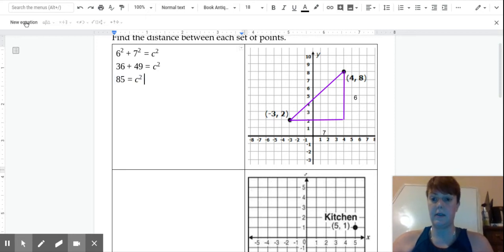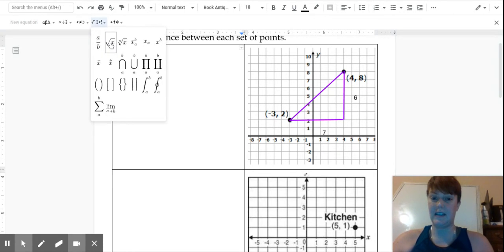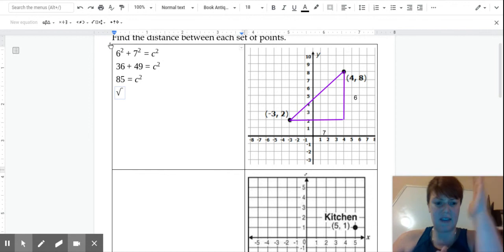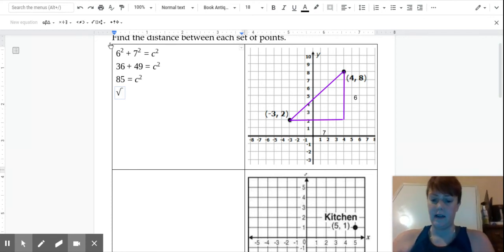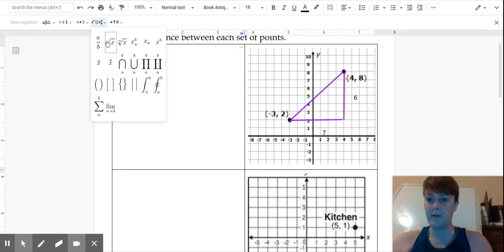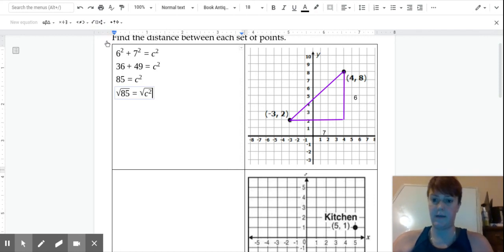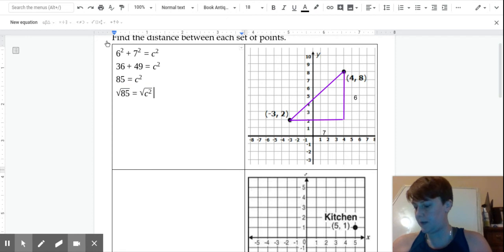36 and 49, that's 85, and so that's c squared. And then, of course, we want to take the square root of both sides so that we can actually find the distance, because there's no way that if this part is 6 and this part is 7, that the shortcut between them is going to be 85. That's just not happening. It's called a shortcut. So the square root of 85 is the square root of c squared. And the square root of 85 is somewhere in the 9s. It's 9.2 this time, and that's c.